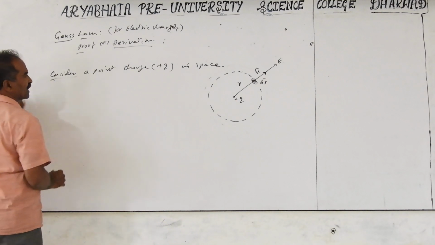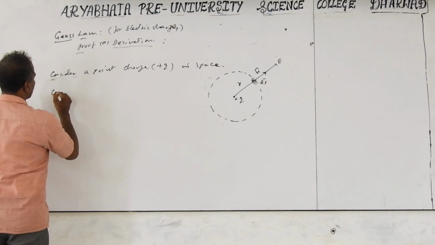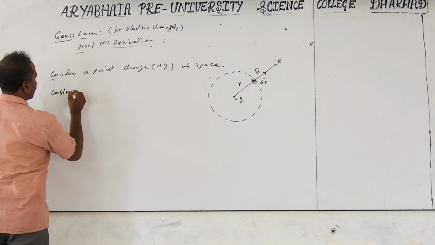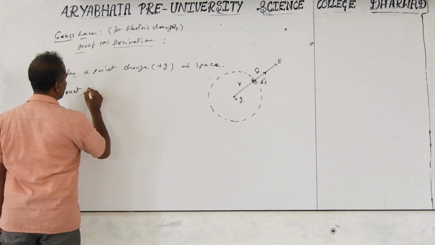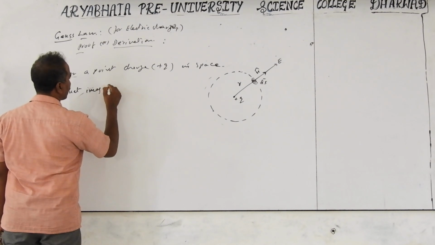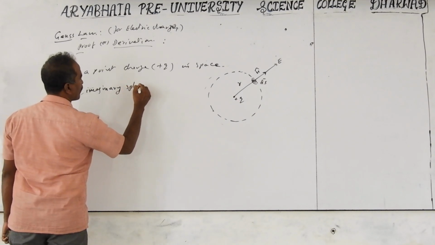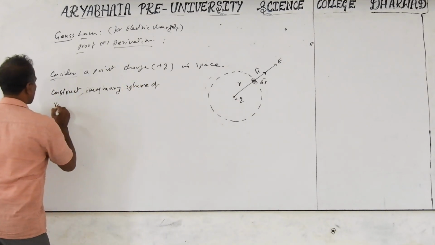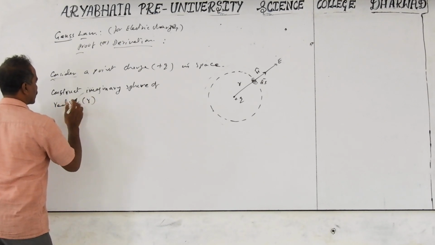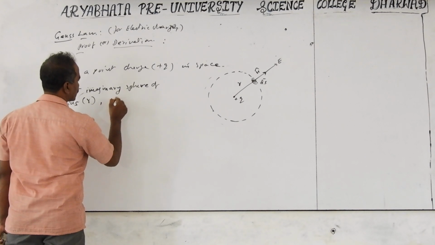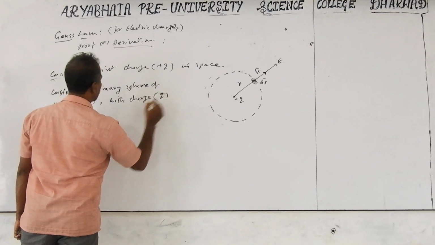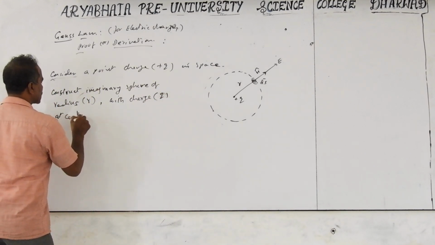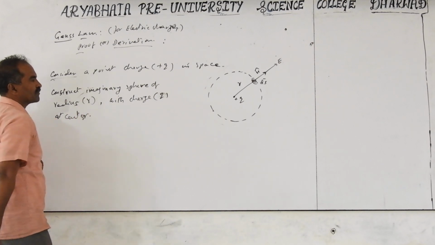Then what we do is construct an imaginary sphere of radius r, which can be capital or small, with the charge q at the center.